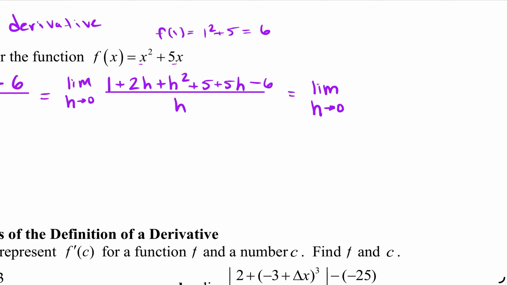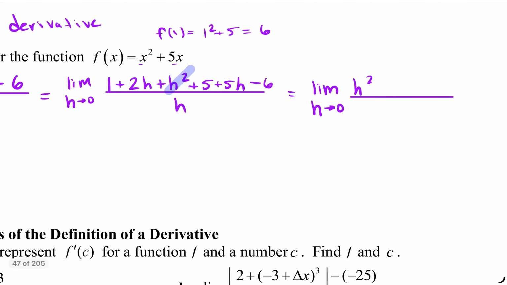So the limit as h approaches 0. Let's see. I'm going to start with the biggest term. I'm going to start with my h squared first. So I've got h squared. Just for the sake of making this easier on myself, I'm going to cross things out as I do them, or let's highlight them. That way it doesn't look like I've actually canceled them.